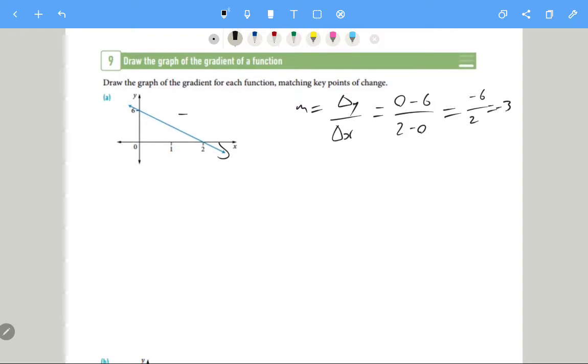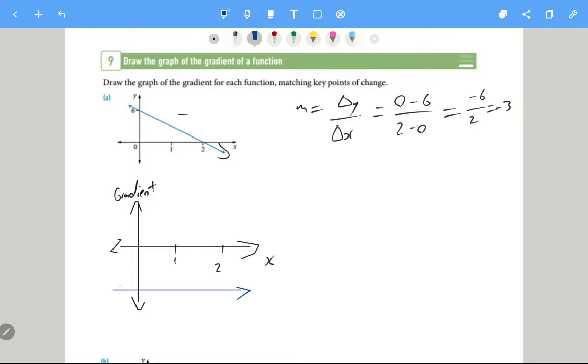Alrighty, so that means if I was going to draw the matching graph for this one here, it'll look something like this. X is going to be along here, and instead of y, we're going to have the gradient. We want to compare the slope to the x coordinate. And then we can just draw in our gradient line, which is going to be of the form y equals -3. And there it is, our function.